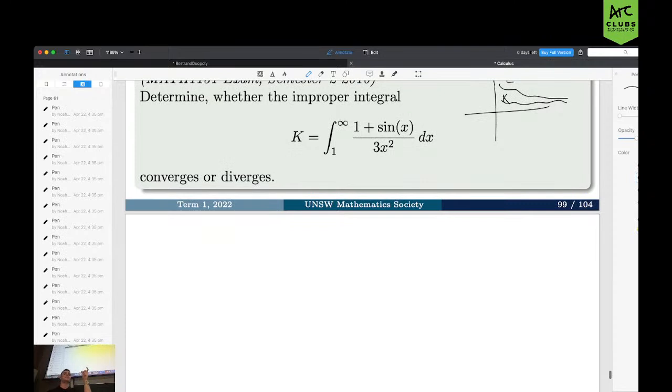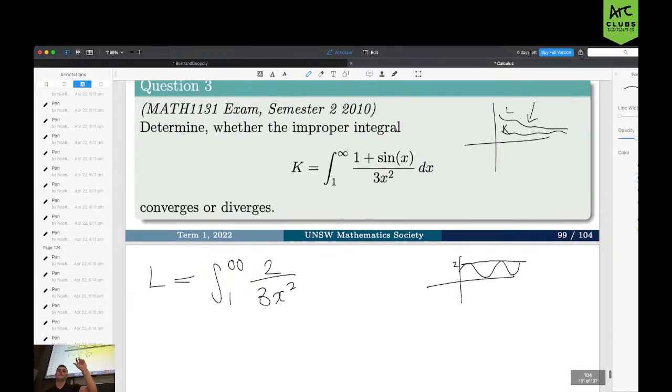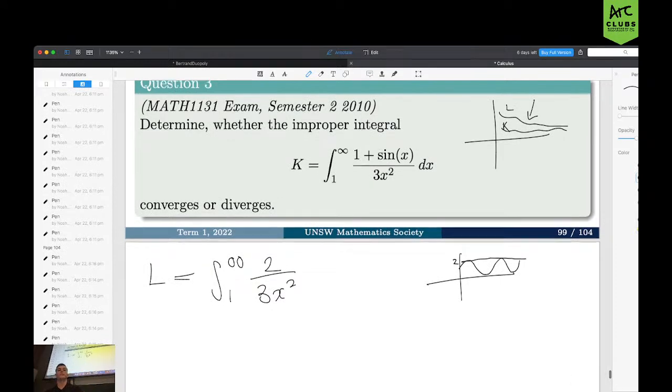So we'll use something called the comparison test, and I'll use another integral called L, and I'm going to say that this is the integral of something like that, and we've got to find something that's greater than or equal to that. And so what I can say is, instead of 1 plus sine x, I'm going to say 2 on 3x squared, because if you look at this top one, that's always going to be less than or equal to 2, right? It's always going to be tucked in at or underneath 2, right? So if we can say that this integral converges, then something below it will also converge, all right?